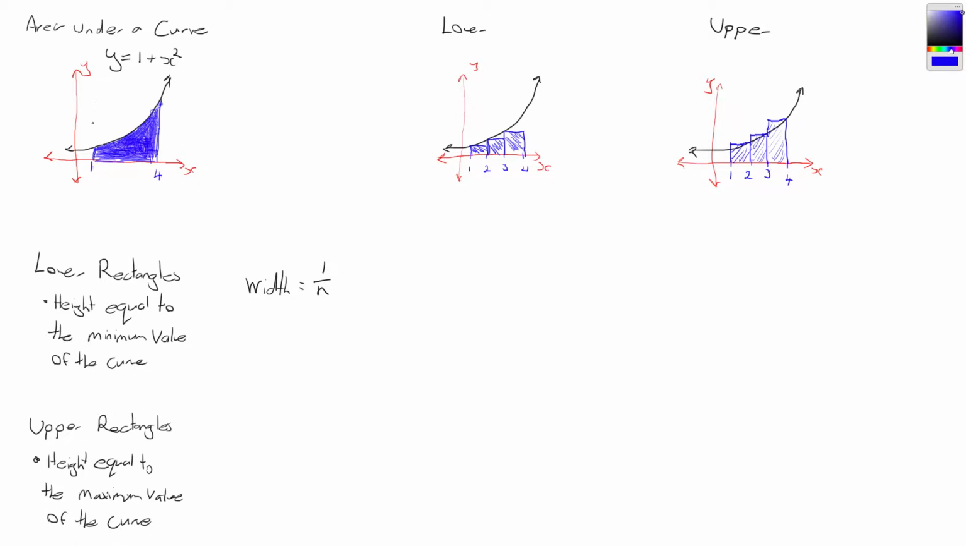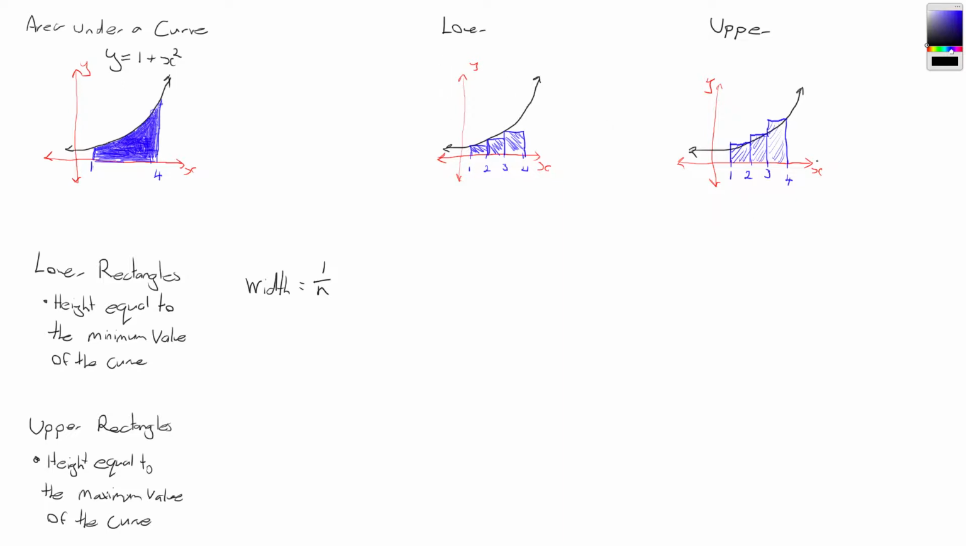So I've got this curve here, y equals 1 plus x squared. And what I want to know is what is the area underneath the curve between 1 and 4. We're going to look at it in two ways and then compare the answers and see what we can do with those numbers. We've got here lower rectangles and upper rectangles, and I've drawn them in here already, so it saves a bit of time.